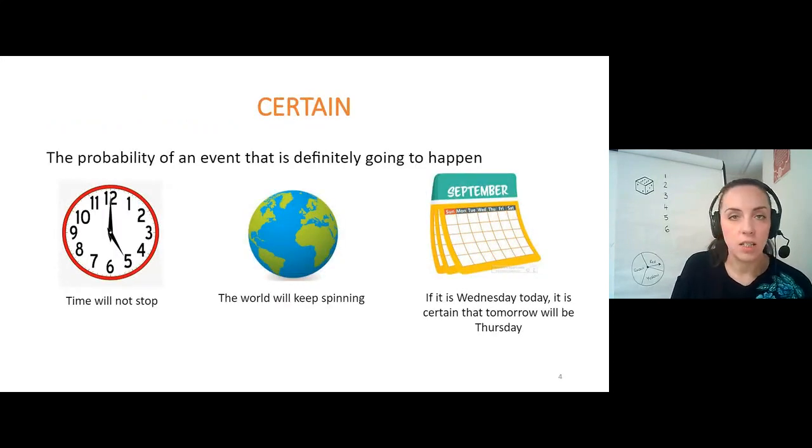We can say it's certain, so there are events that are certain to happen. For example, time will not stop, the world will keep spinning, and if it's a Wednesday today, it's certain that tomorrow will be a Thursday. So those examples can be expressed as probability of certain. These are certain to happen.